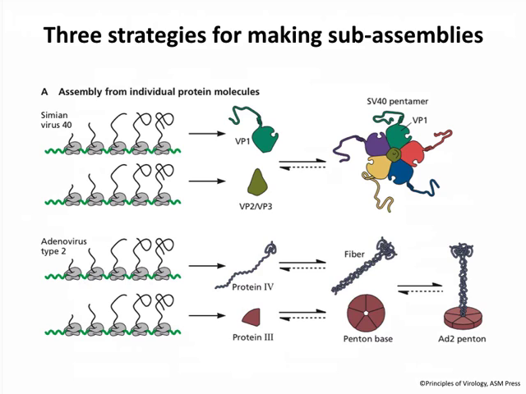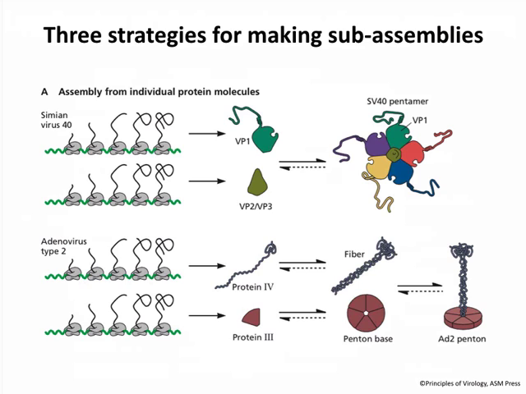And then protein 3 is a subunit of the penton base, and 5 of those make the base. So these are actually sub-assemblies in themselves, and they form a second sub-assembly, the fiber joined to the penton base. So these are 2 examples of a simple way to make sub-assemblies. You make the individual components, and they come together.